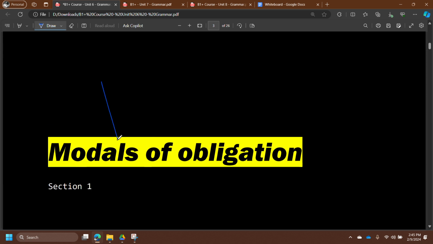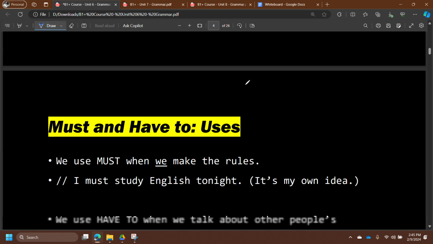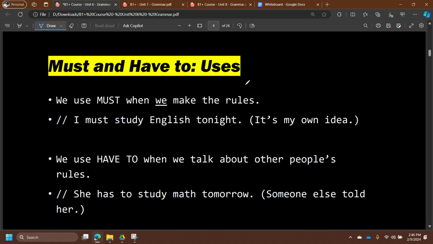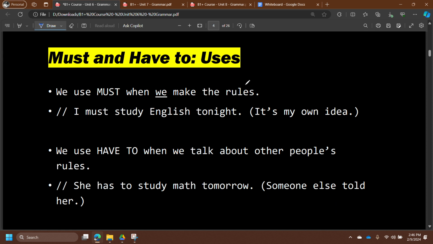So section number 1, modals of obligation. They are a lot, and you guys normally use them every day as well, but maybe you didn't really pay that much attention to it, so they might have slipped your mind. But if you just think about them, they're not very hard. So let's see. I think you already know most of them, or at least more than half.